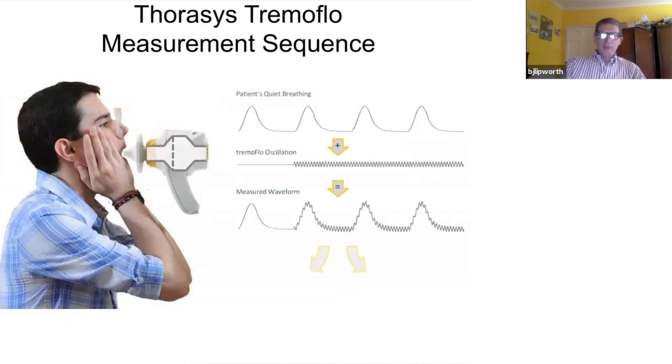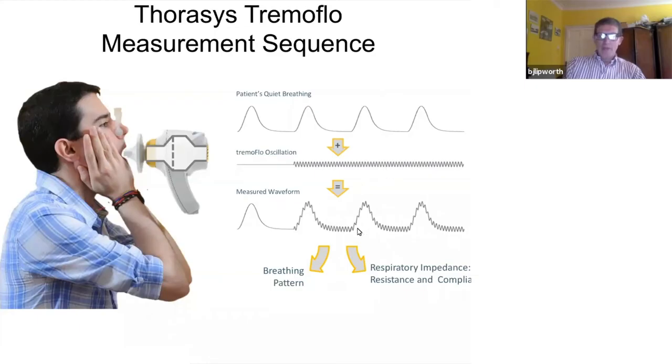So this is a diagram showing you actually what's involved. Here you have the patient with a nose clip holding their cheeks and breathing in and out, just normal, quiet, tidal breathing, breathing in and out of the portable tremor flow device. Now what happens is there's a vibrating mesh here, and that vibrating mesh then transmits sound waves down the bronchial tree. So you are superimposing the oscillation from the tremor flow onto the patient's normal, quiet, tidal breathing.